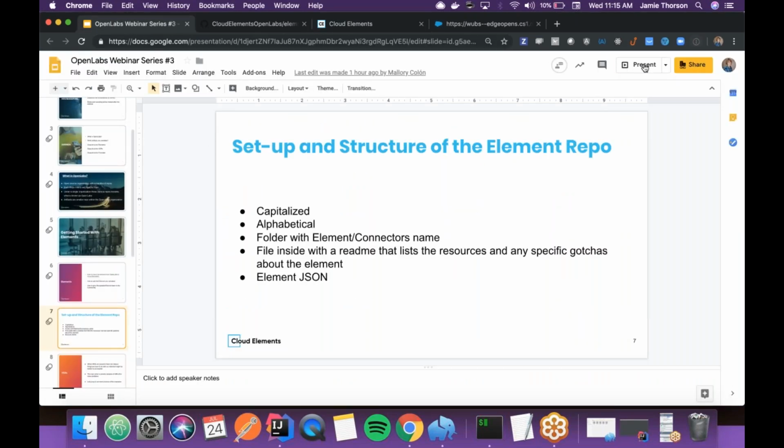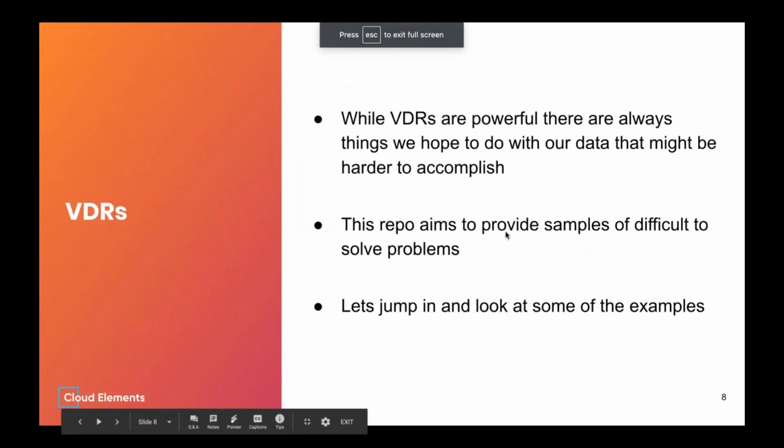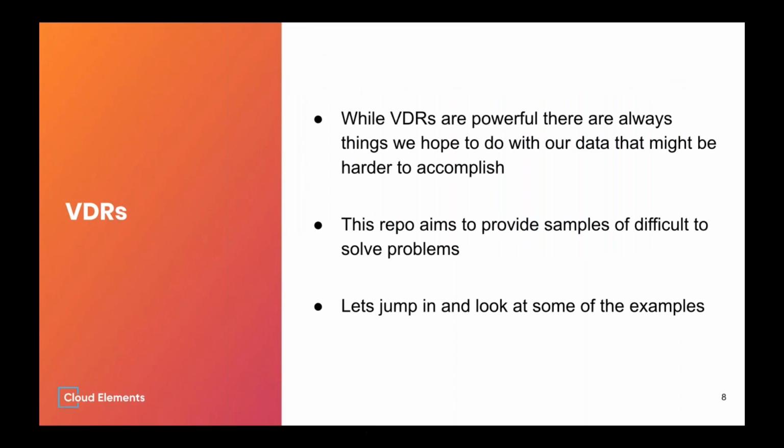Okay, so the next thing we're going to cover is VDRs. VDRs, or virtual data resources, are super powerful. They give us a way to control how our data looks and behaves so that we can use our data the way that we want to, rather than having data the way the vendors send it and the way that they expect it and want it. This lets us control our environment and our ecosystem in a much more robust way.